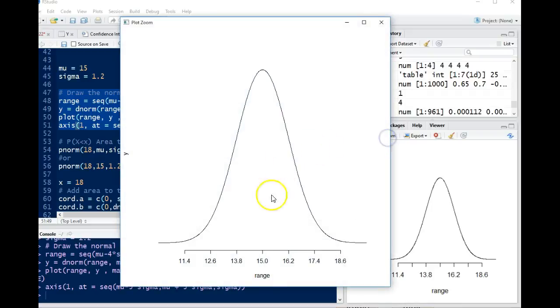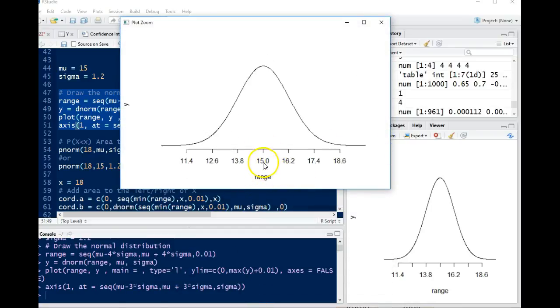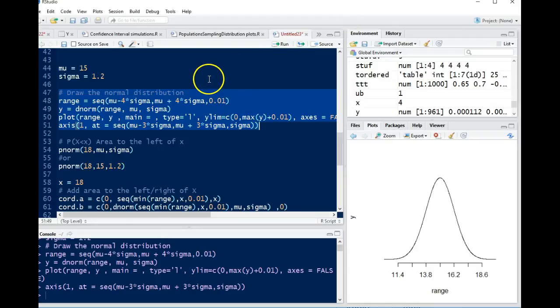And if I want to zoom that in, it looks like the mean is 15 and one standard deviation up from the mean is 16.2, two standard deviations up is 17.4, three is 18.6, and the standard deviations below are here as well. All right, so that gives me an eyeball account of what the distribution looks like and what my areas under the curve should be. I can kind of approximate from that, so I'm going to go ahead and minimize this.